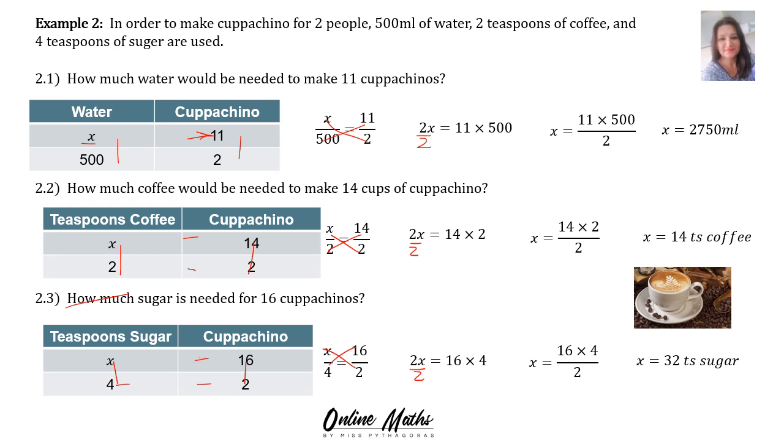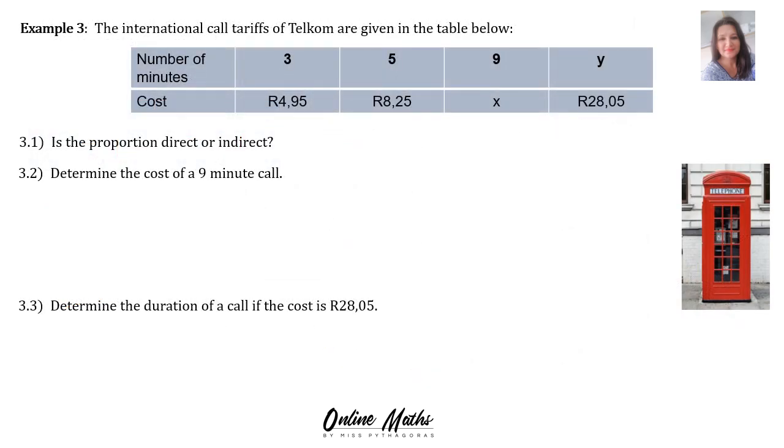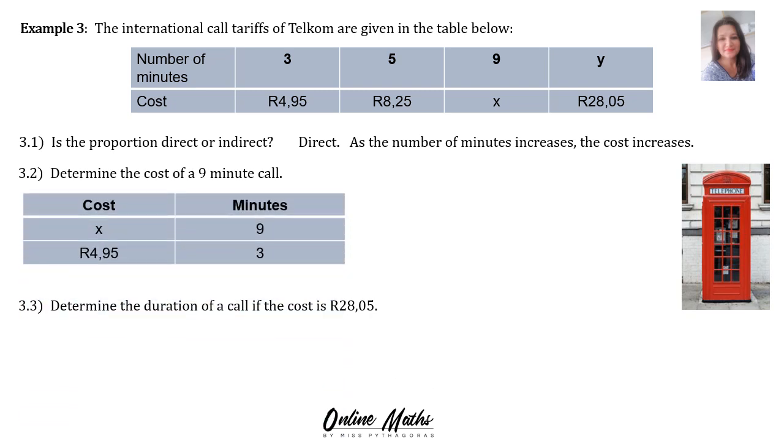Example 3. The international call tariffs of Telkom are given in the table below. And then there's the number of minutes and then there's the cost. Now the question is, is the proportion direct or indirect? Now this one is direct, since as the number of minutes increases, the cost also increases. 3.2. Determine the cost of a 9-minute call. So again, you make your own little table, cost and minutes.